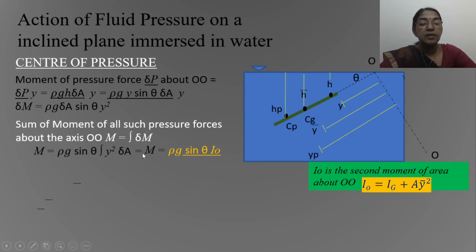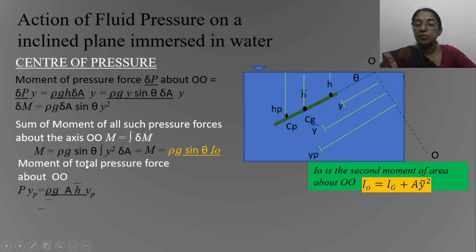Now, moment of the resultant force about this axis OO equal to P into Yp. What is P? P is the total pressure equal to rho g into A into h bar, into Yp. Now based on the principle of moments, rho g into A into h bar into Yp is equal to sum of the moment of all such component pressure forces, equal to rho g into sin theta into I naught. Now what is Yp? Yp can be written as hp by sin theta.